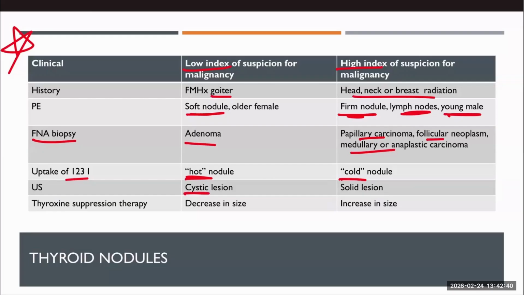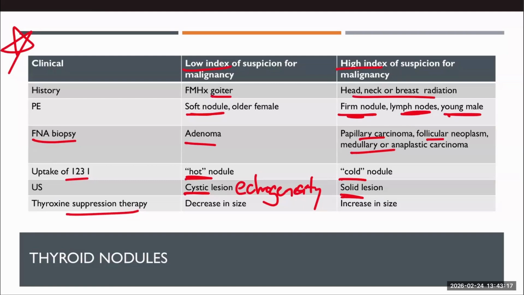Ultrasound, a cystic lesion. This is that echogenicity. Okay, there's a hole inside because it's hollow. So it's a cystic lesion inside, it's a cyst and there's fluid inside. That's a nodule. When you have that on fine needle aspiration, low likelihood of cancer. However, if it's a solid lesion on ultrasound, then high suspicion for malignancy. And then when you give them the suppression therapy, what are the two drugs for thyroid suppression?